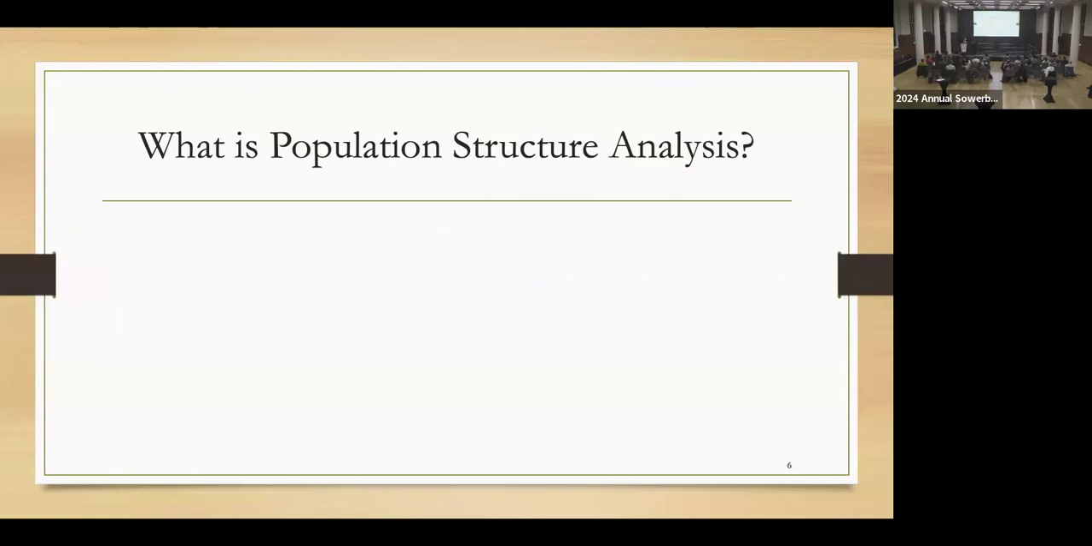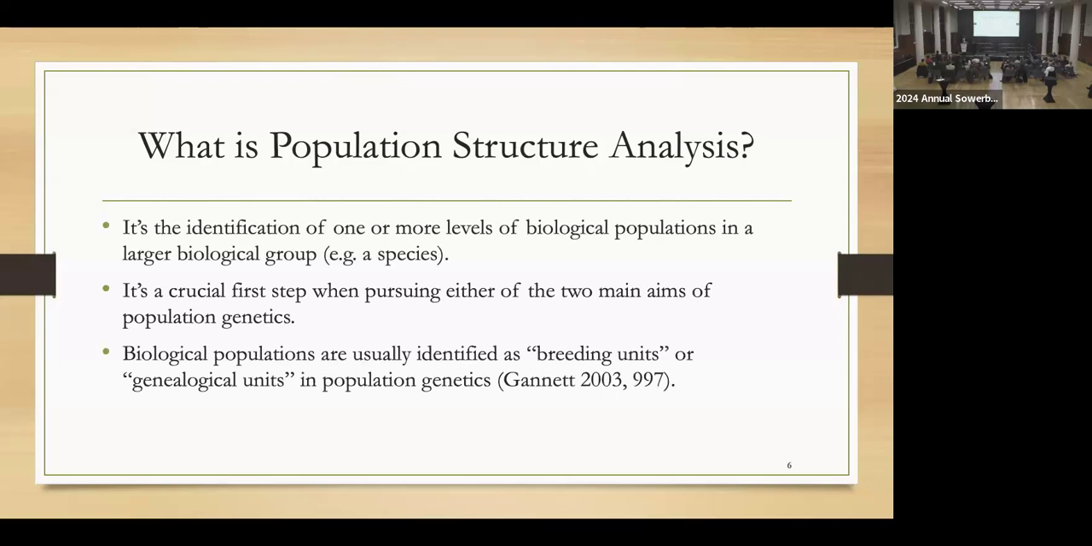And there are different ways of thinking about biological populations in population genetics. But the two main ones, as identified by the philosopher of biology Lisa Gannett from Canada, are breeding units and genealogical units. So you can be in a population from breeding relations or genealogical relations.